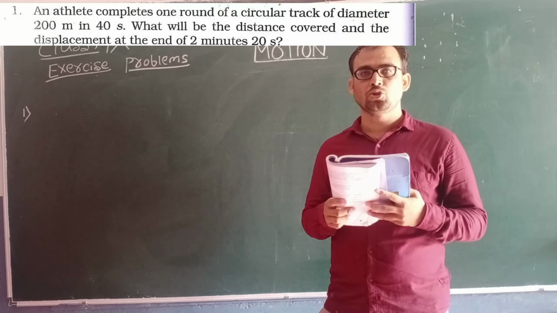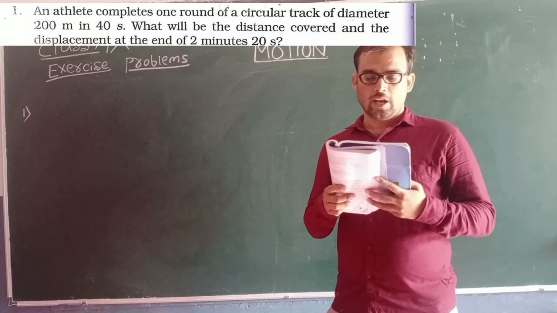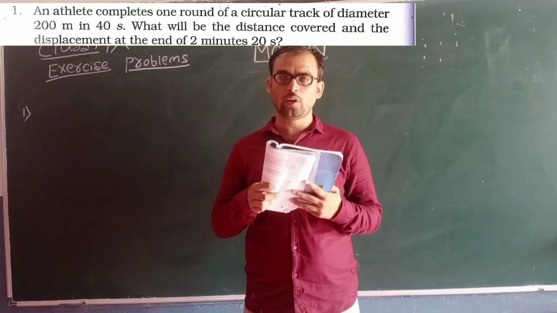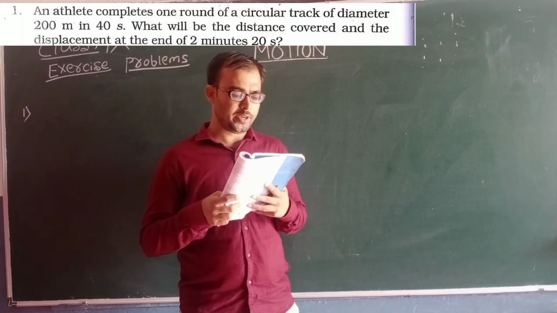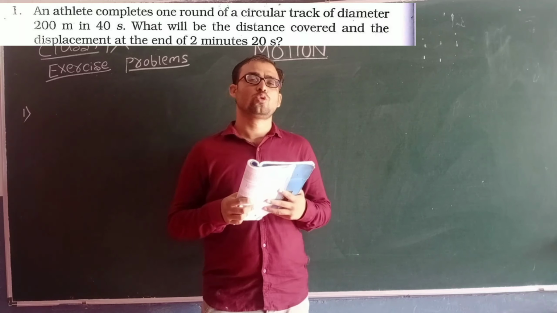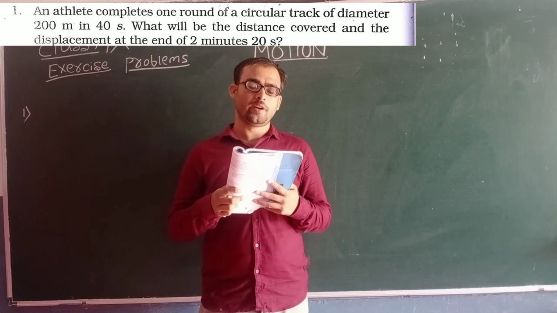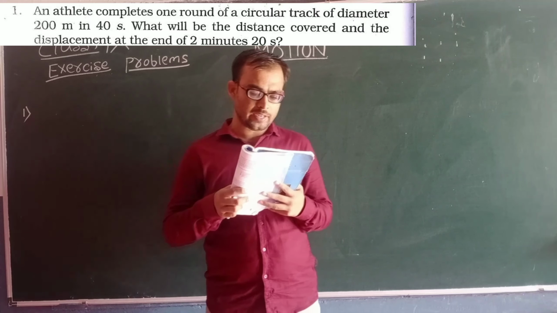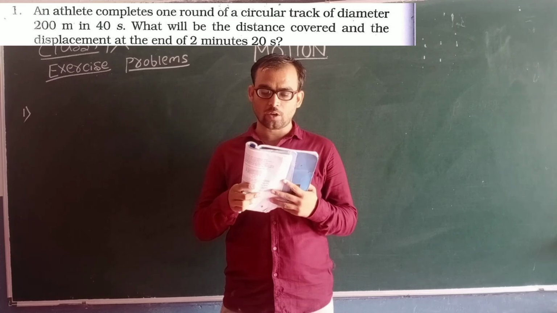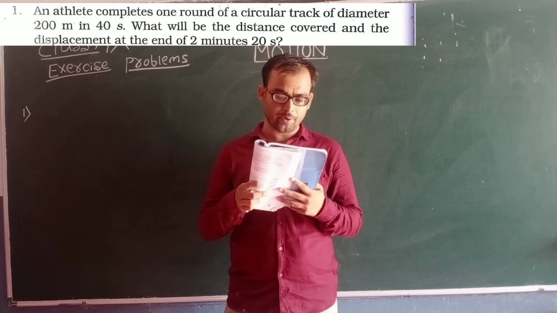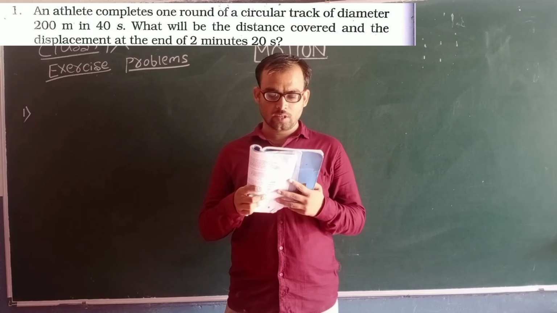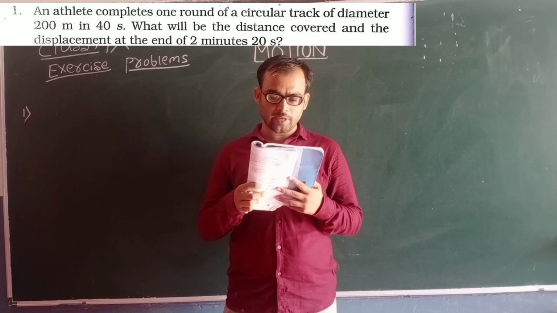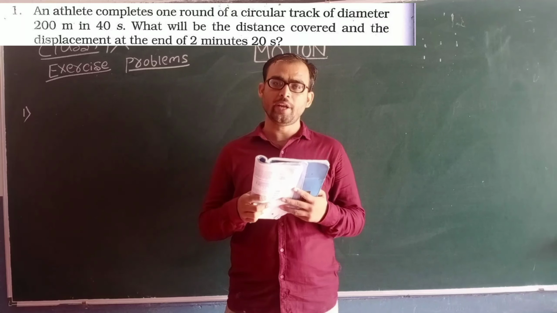Today in this session we are going to solve the numericals related to the motion chapter. Students, what is the first problem? An athlete completes one round of a circular track of diameter 200 meter. So here there is a circular track and the diameter of that circular track is 200 meter. An athlete completes one round of the circular track of diameter 200 meter in 40 seconds. Next, what will be the distance covered and displacement at the end of 2 minutes 20 seconds?